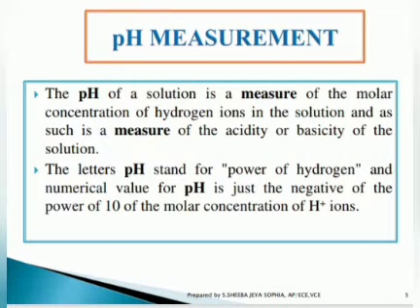Moving to the first topic, pH measurement. The pH of the solution is the measure of the molar concentration of hydrogen ions in the solution, and as such is a measure of the acidity or basicity of the solution. pH refers to power of hydrogen, and the numerical value of this pH is just the negative of the power of 10 of the molar concentration of H plus ions.